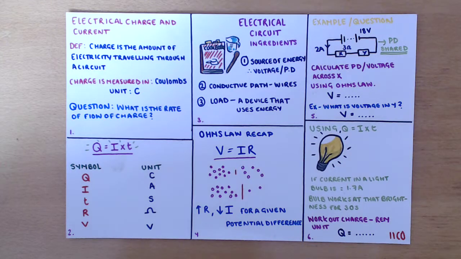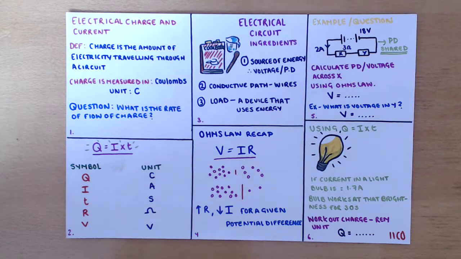I want to ask a question now. What is the rate of flow of charge? Is it voltage, current, or resistance? Okay. Hopefully you know that current is the rate of flow of charge, and that is in units amperes.